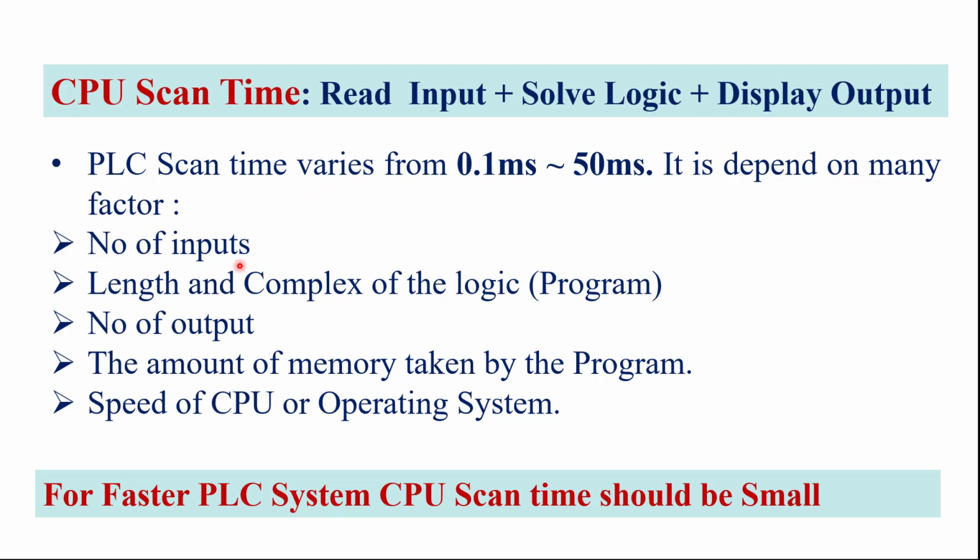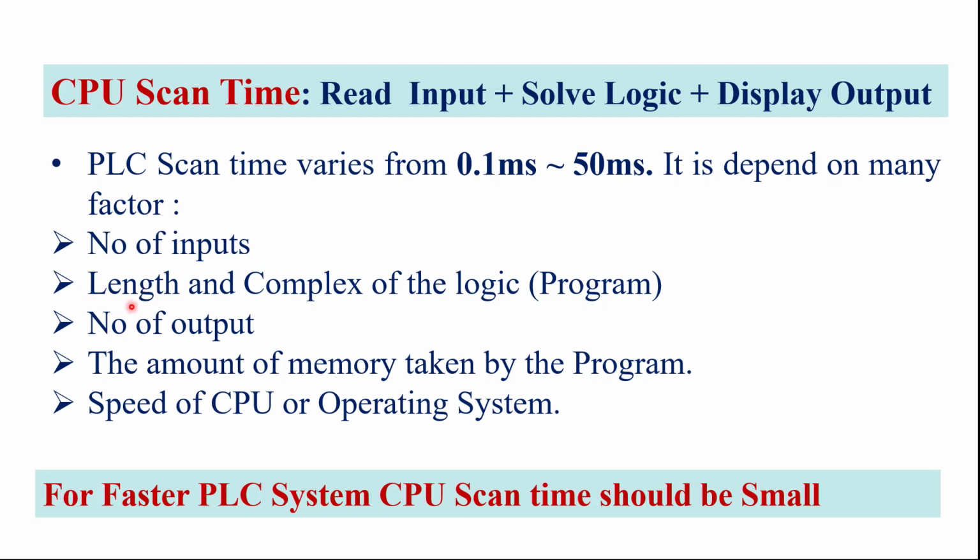First, the number of inputs in the PLC system. If the number of inputs is less, the scan time is also less. If the number of inputs is high, the scan time is automatically high, because if the PLC CPU reads only 5 inputs, the scan time is small. If the PLC CPU reads 50 or 500 inputs, it will take time. So the scan time depends upon the number of inputs in the PLC system. If the number of inputs is high, scan time is high. Number of inputs less, scan time less.